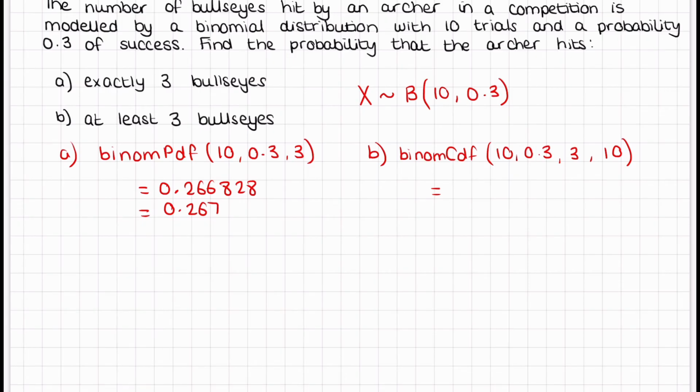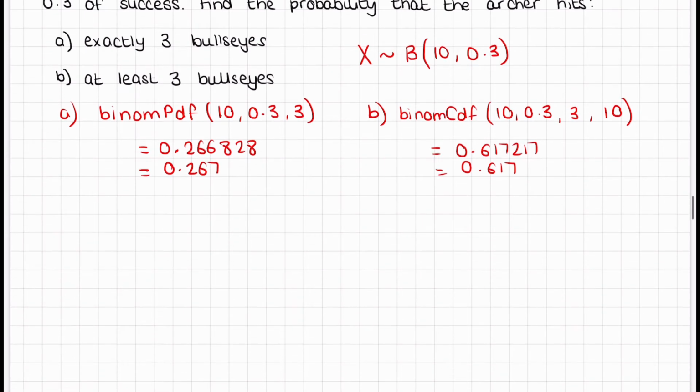And as you saw from the calculator, we got an answer of 0.617217, which is approximately 0.617 to 3 significant figures.